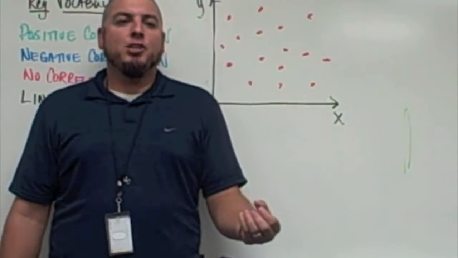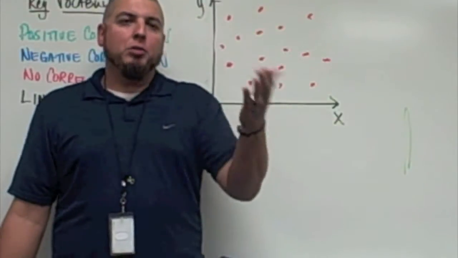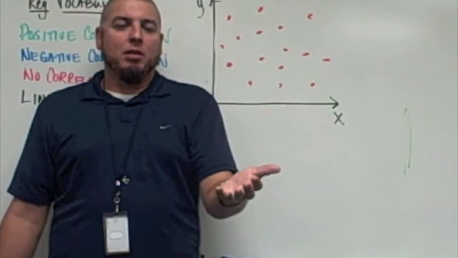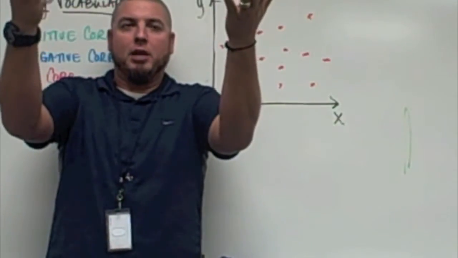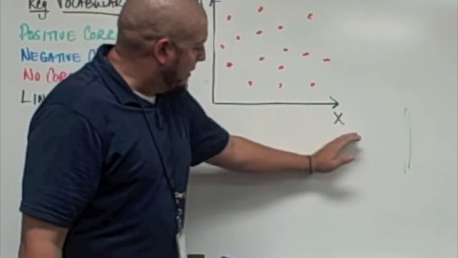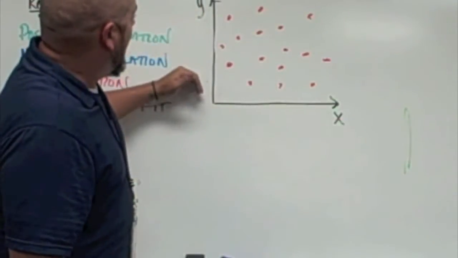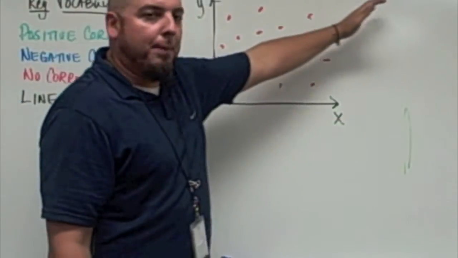So let's think about things that would create a positive relationship. How about your age and your height? The older you get, that might be your x value, the x increases, so the older you get, the taller you get. That's a positive correlation, right? So as I get older, I increase. I also get taller, so that's going to go upward.